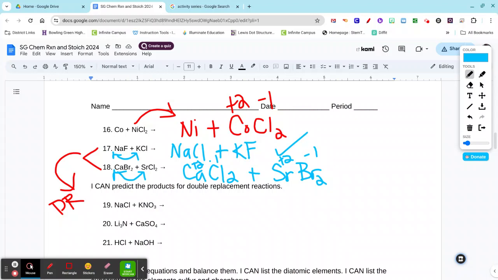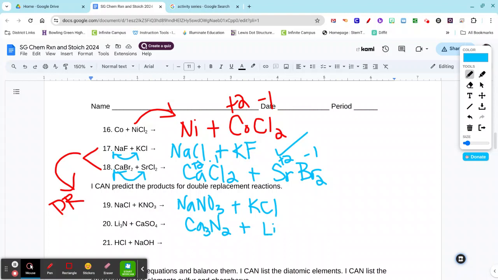All right, I'm going to go through these pretty quickly since we already kind of know the procedure. Just make sure you're checking your charges. So in this case, you're going to have NaNO3 plus KCl, and everything's already balanced. In this case, your Ca is going to go with your N. And so this will be a 3 and a 2 because of the charges.